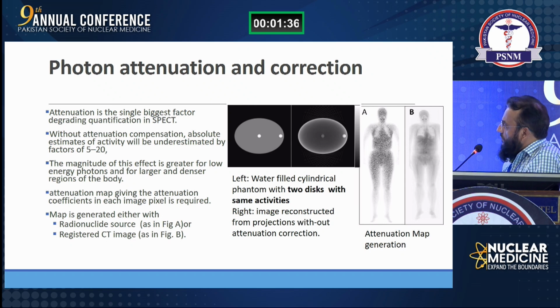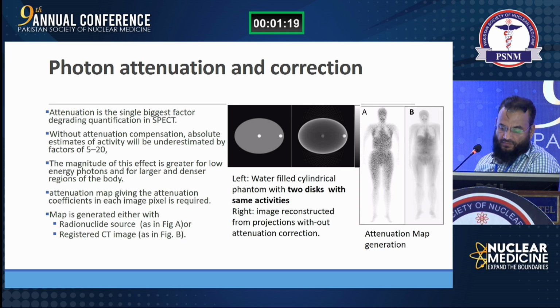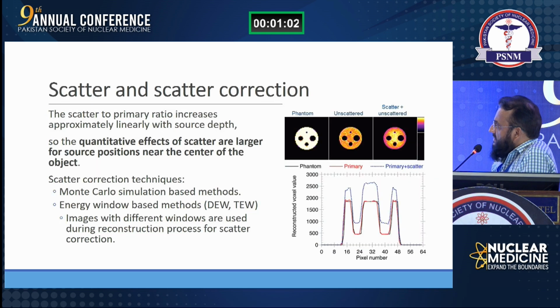This is the image of a phantom, and there is a disk of radioactive sources of equal activity. But when we take the image, we can see that the activity in the center is less compared to the activity in the peripheral area. This is due to the attenuation caused by the material. Attenuation correction is generated with the radionuclide source registration CT image, and the attenuation correction map is acquired and then implemented during the reconstruction process.